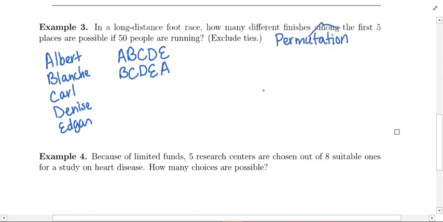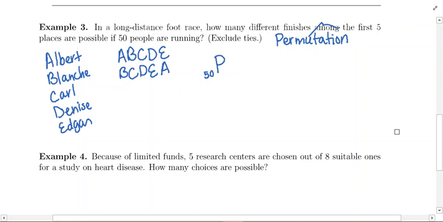So what we're going to do is put this together in a little formula. Again, we have to put a big P for our permutation. Remember, the N value is how many people we are choosing from. Well, there's 50 total runners.